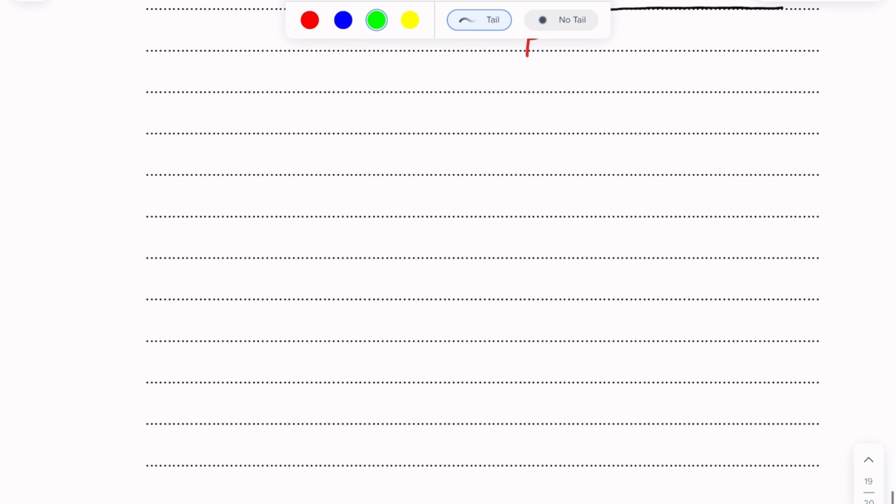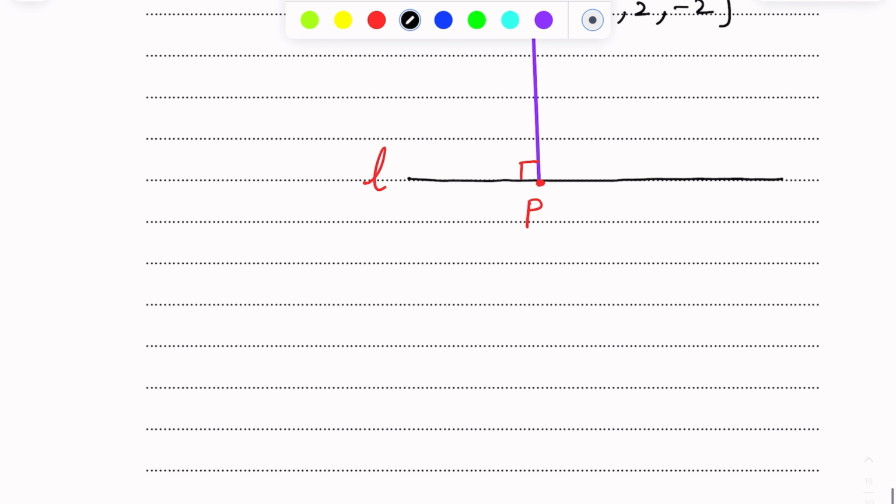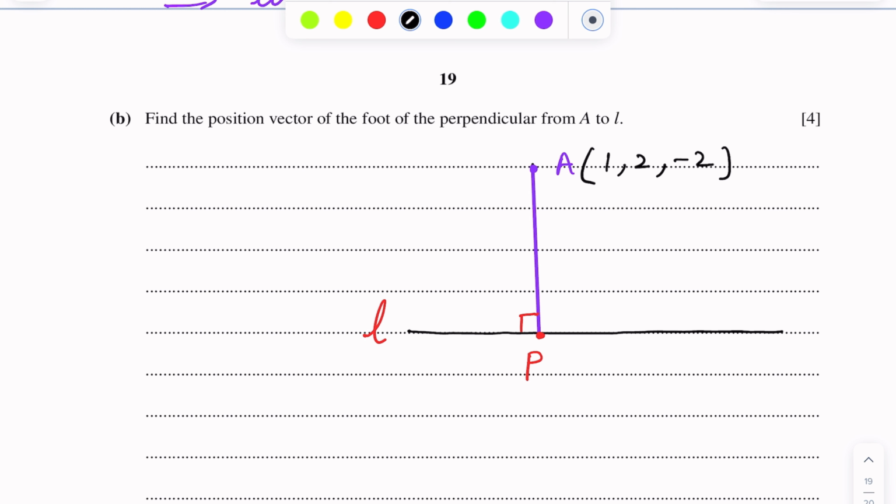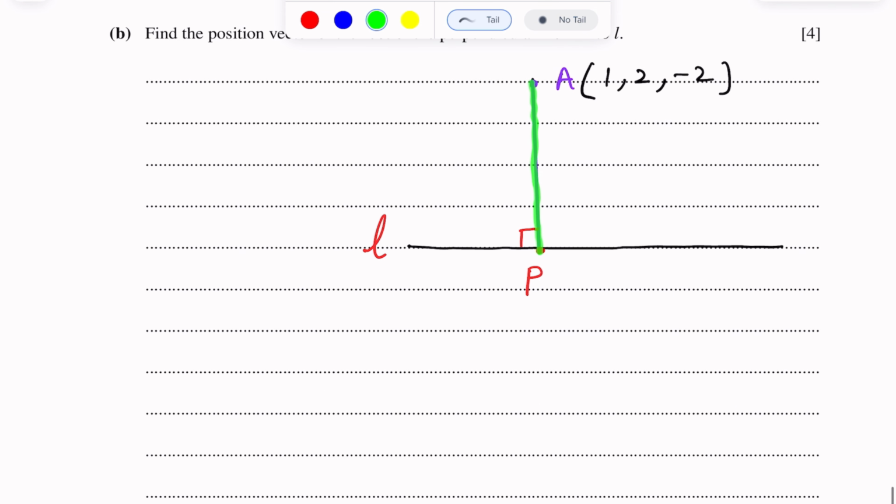So first we find the direction vector of line L and the direction vector of AP. First we find the direction vector of this line L and the direction vector of this line AP.